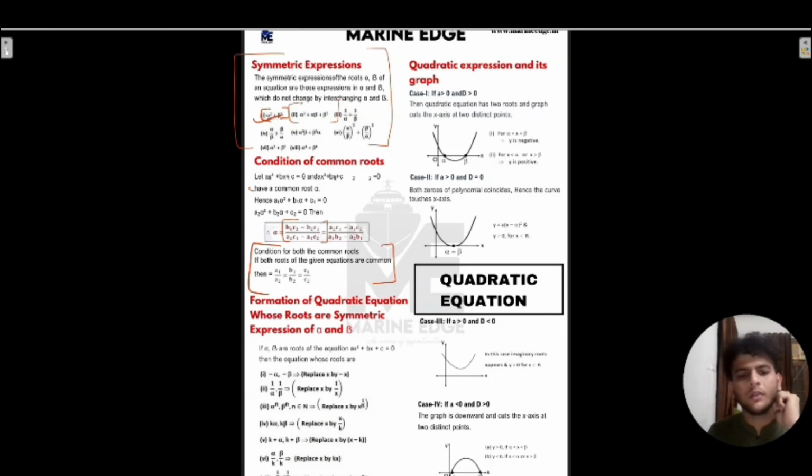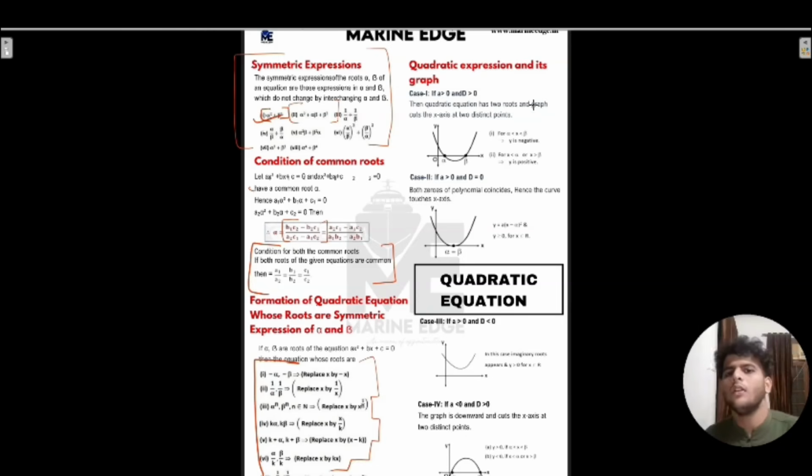The formation of quadratic expressions whose roots are symmetric expressions of alpha and beta. Okay, ax square plus bx plus c, then the equation whose roots are minus alpha, minus beta: replace x by minus x. Yes, so now what we are doing is that we are just changing the expression to the symmetric expression. That is, we form a symmetric equation. This is not at all very important for the sake of IMUCET, though you can skip it.